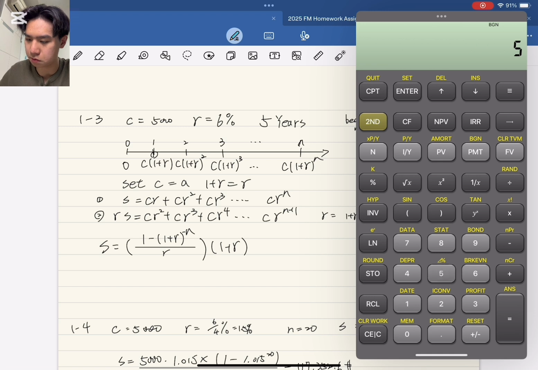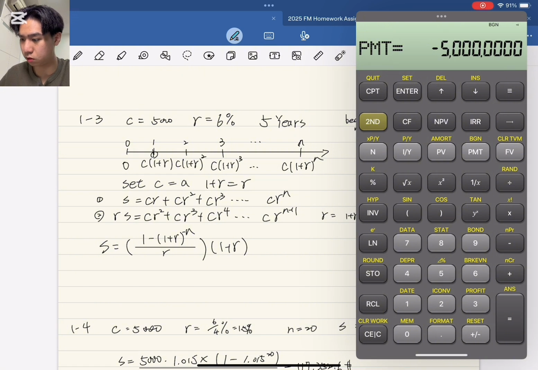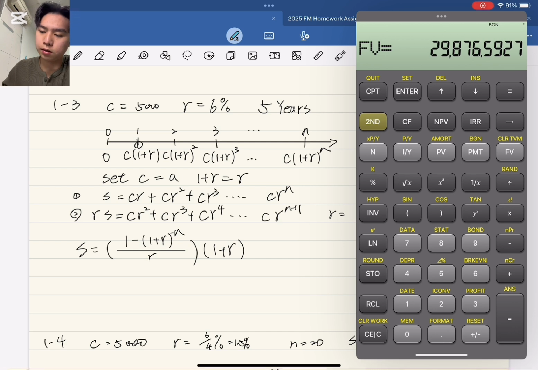5 years and interest rate 6%. Present value 0. Payment minus 5,000. Let's compute the future value. 29,876.